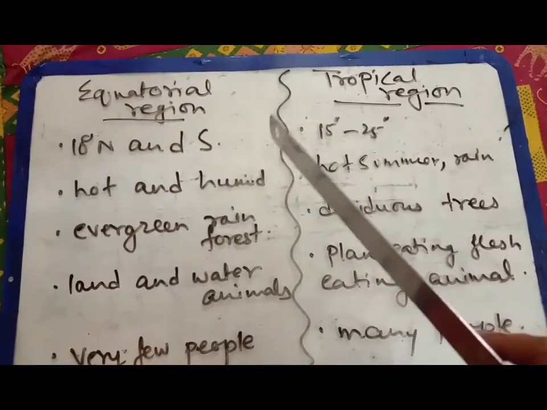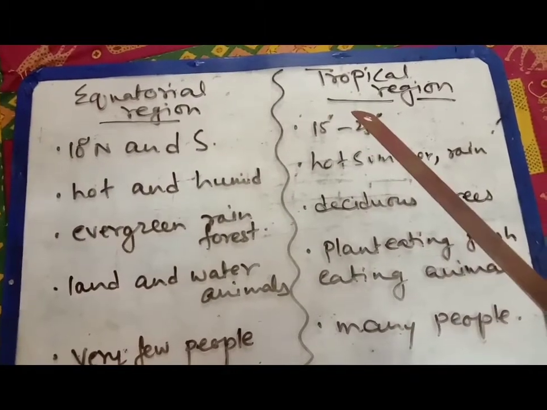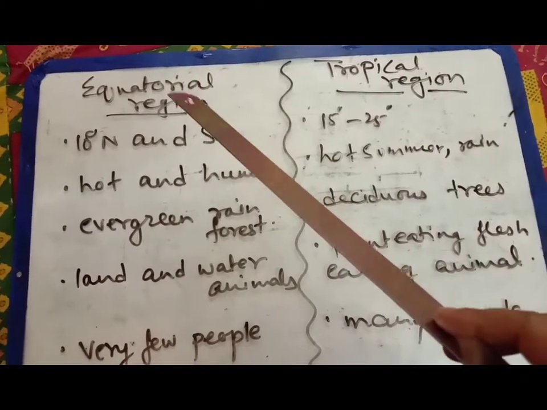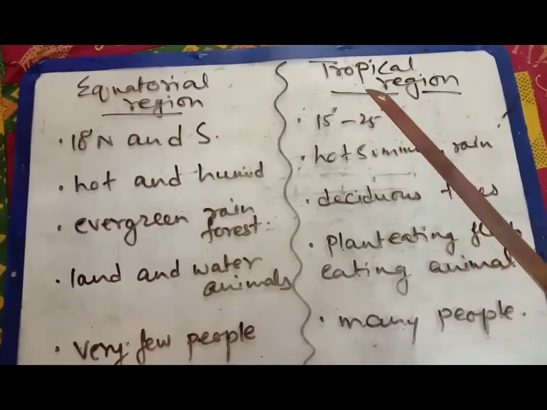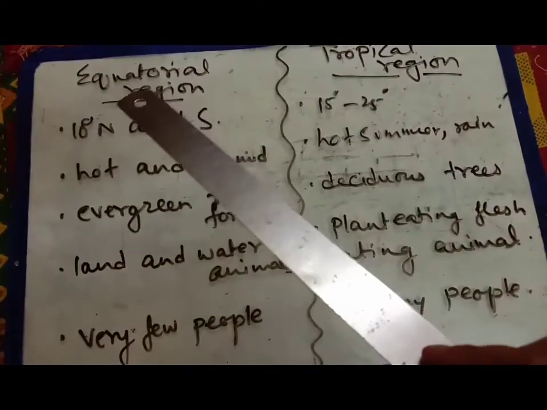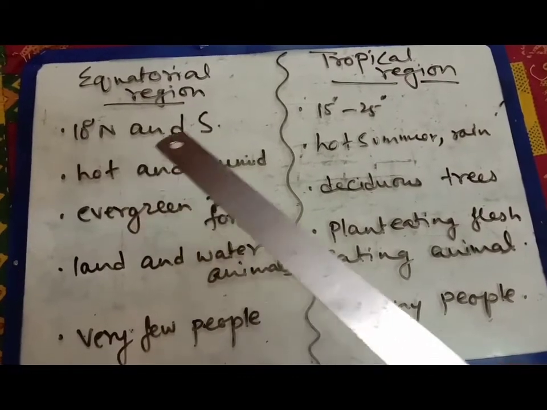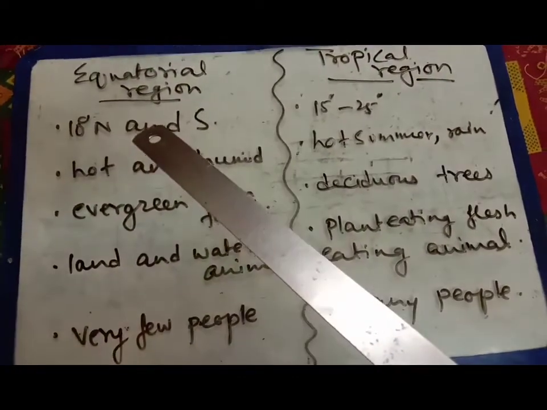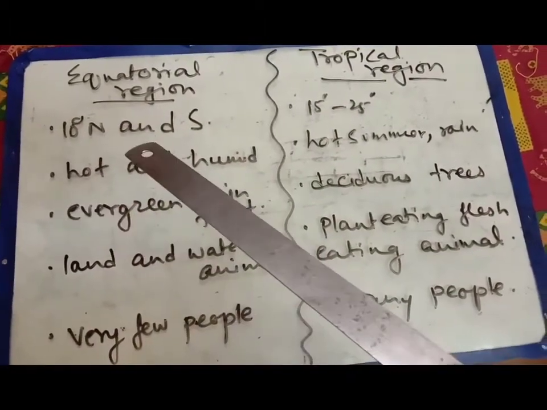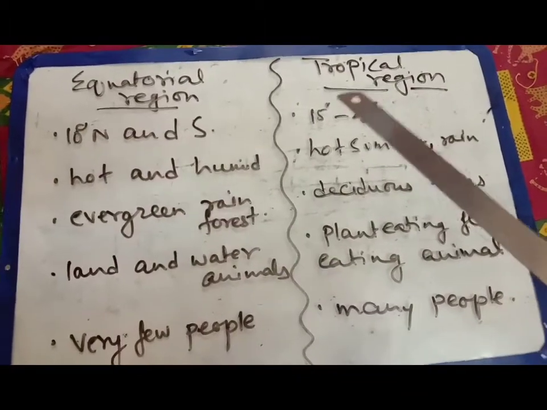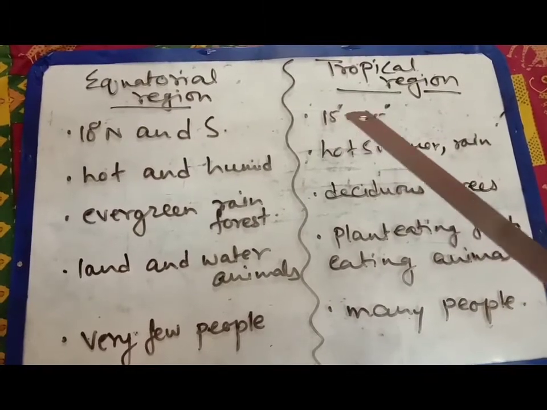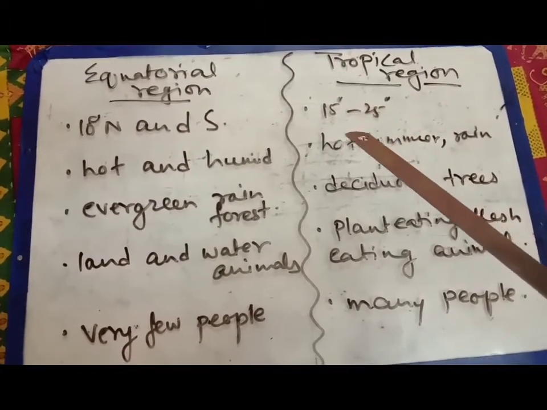Students, you can see here I have written equatorial region and tropical region. Now I am going to tell you the characteristics of the equatorial region and the characteristics of the tropical region. In the equatorial region, I have written 10 degree north and south. It means we get the equatorial region from 0 degree to 10 degree north and 0 degree to 10 degree south. But the tropical region is from 15 degree to 25 degree in both hemispheres.